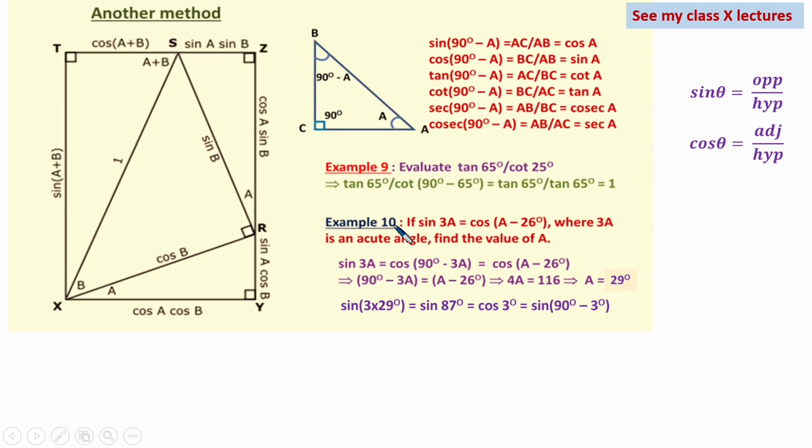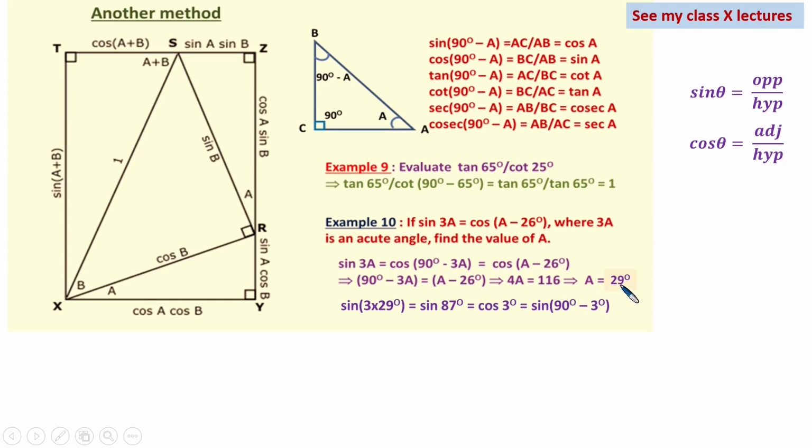Similarly, another example: sine of 3A is equal to cos of A minus 26 degrees, where 3A is an acute angle. Acute means less than 90 degrees. Find the value of A. Again, similarly, you write sine of 3A as cos of 90 degrees minus 3A. I have converted this into this form. Now since cos of 90 minus 3A is equal to cos of A minus 26 degrees, I can say that this argument and this argument are the same. Here I have written it, and now I just readjust it. This minus 3A you bring here, 4A here, and this minus 26 you bring there, 116.